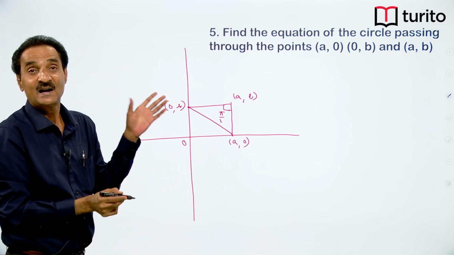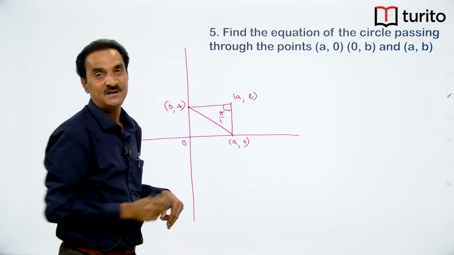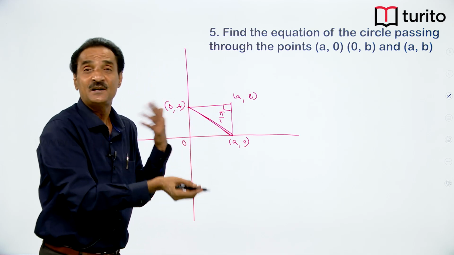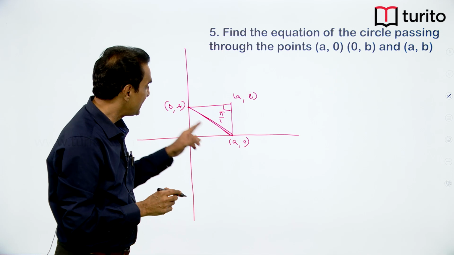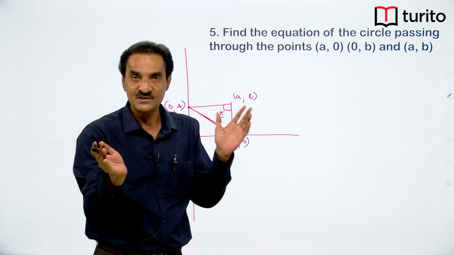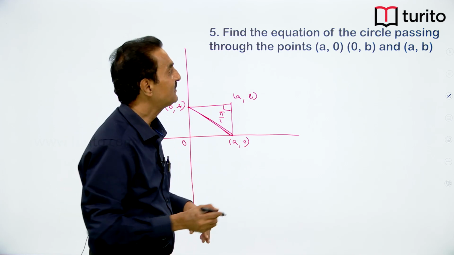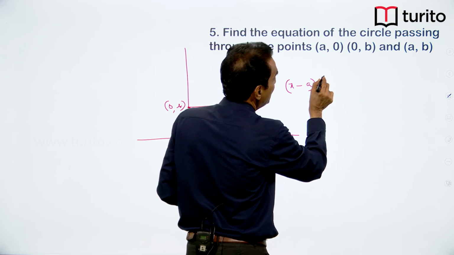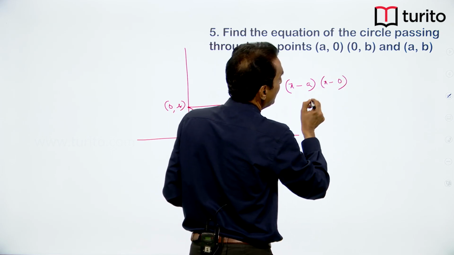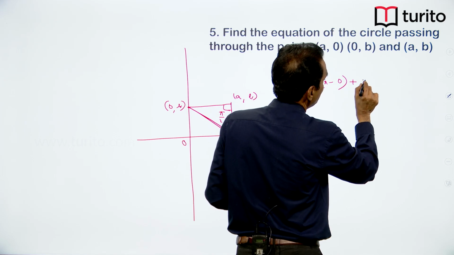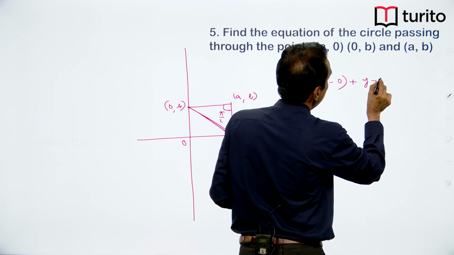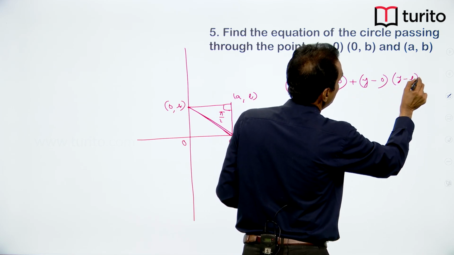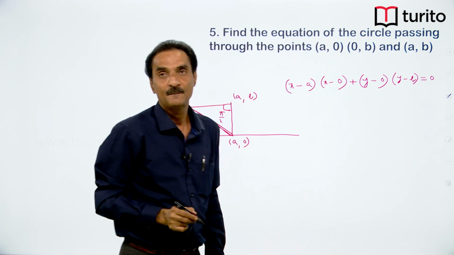So, this triangle is a right angle triangle with right angle at a comma b. So, definitely this side will be the diameter of the circumcircle. So, directly taking a comma 0 and 0 comma b as extremities of the diameter, you can write the equation of the circle. What is the circle? x minus a into x minus 0 plus y minus 0 into y minus b is equal to 0.